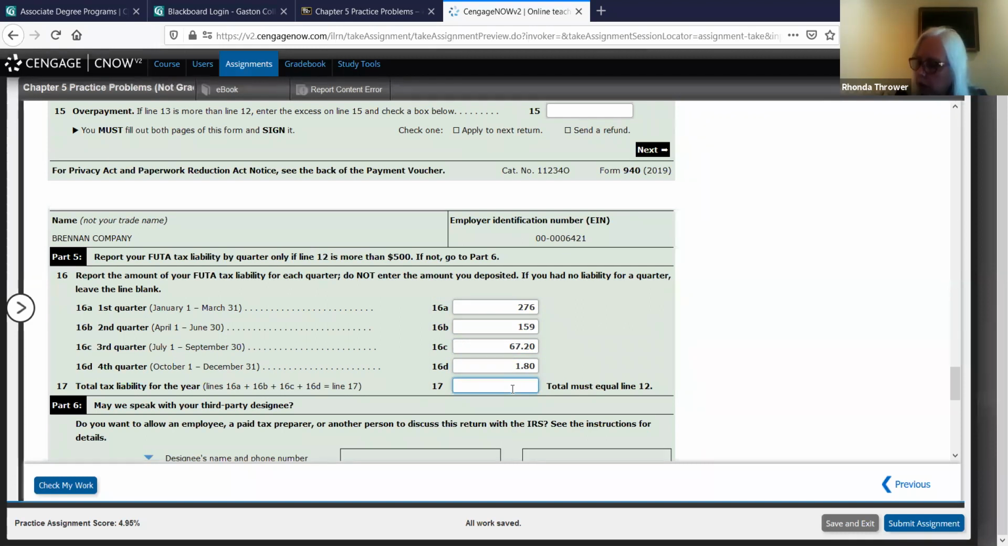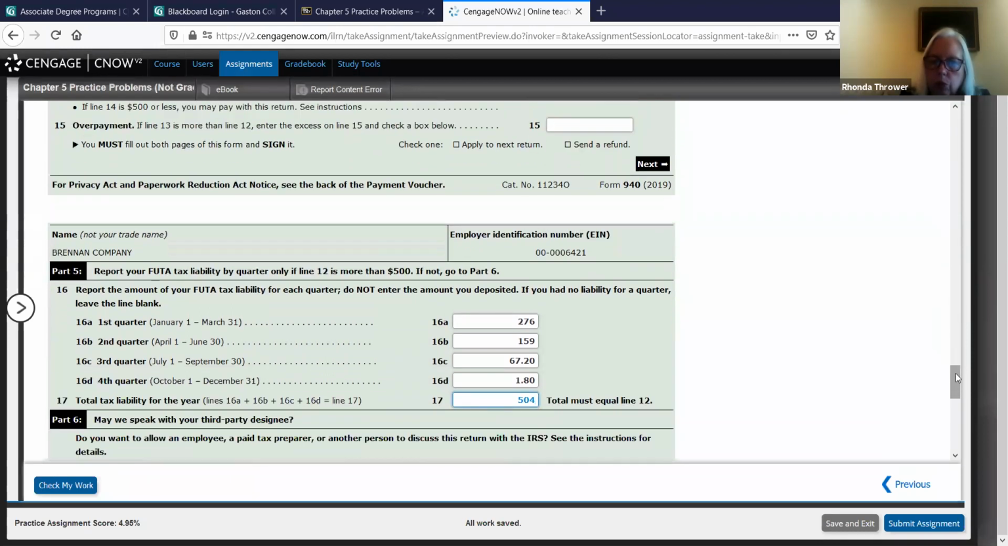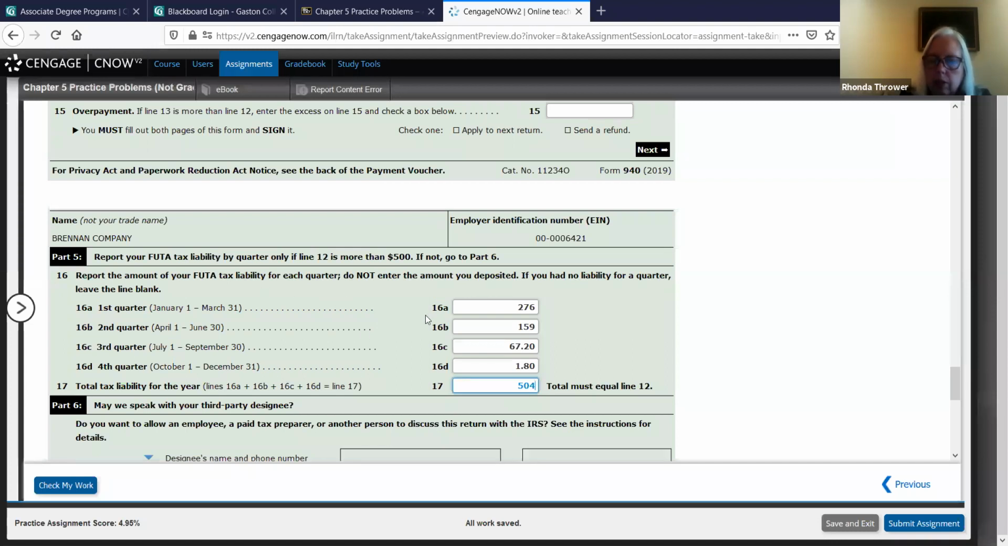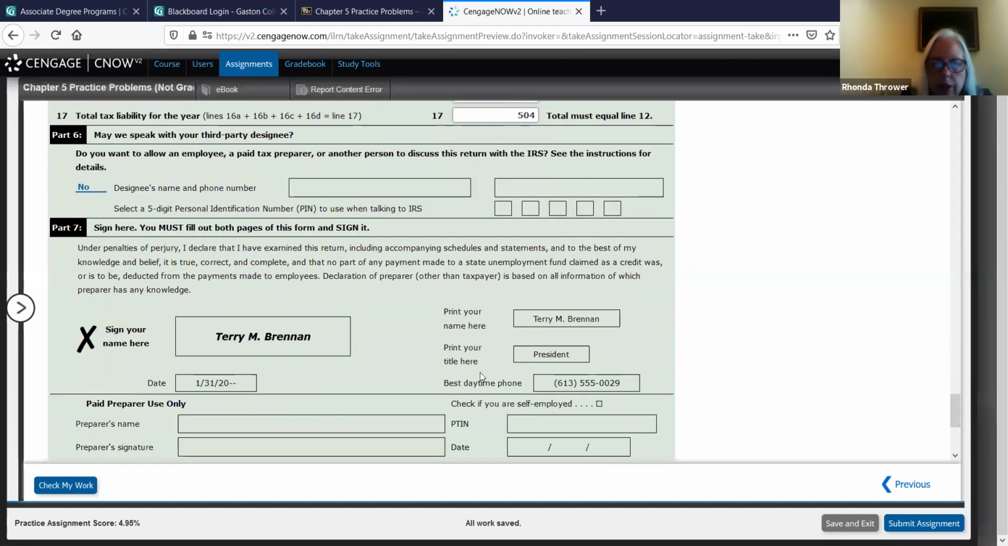And that total ought to add back up. Adding it all together here, that'll give you 504. And that has to equal line 12. And line 12 was 504. So that's what they wanted to put there. This is for the liability, not the actual amount that you deposited. And the answer to part 6 is no, we're not going to allow anybody else to do this. And then they would sign off on the return.